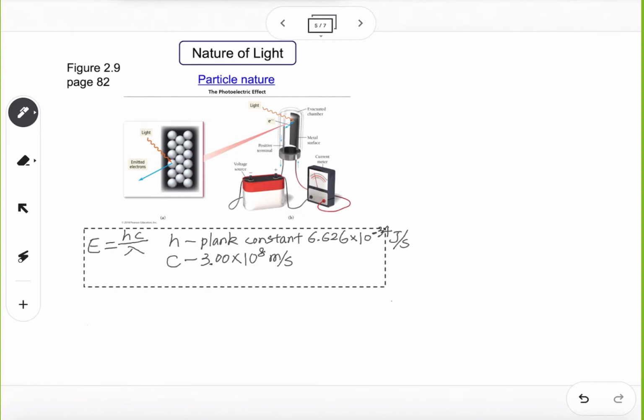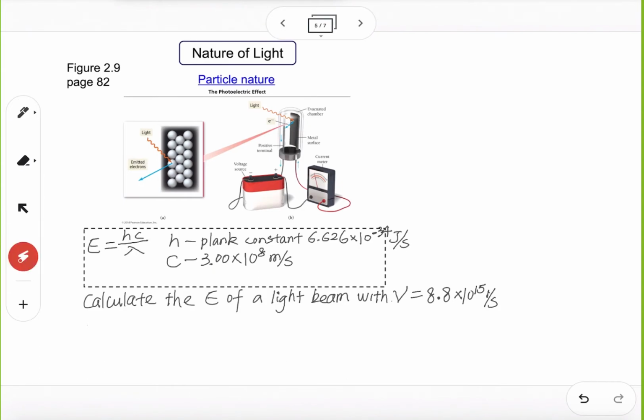Let's do some practice. Let me write the question here. Calculate the energy of a light beam with nu equals 8.8 times 10 to the 15 hertz, 1 over second. If you read this question, you know the frequency, and it's asking you to calculate E.